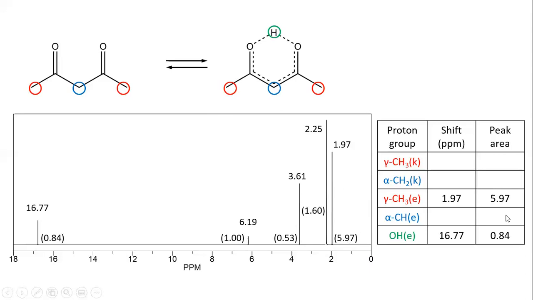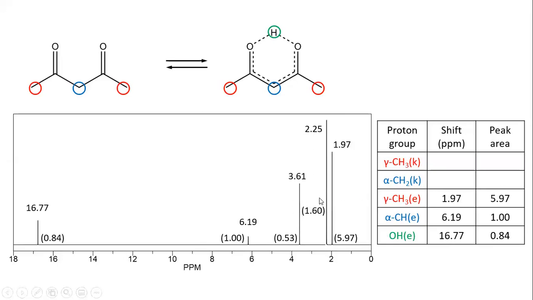Okay, so now if we have the 6 and the 1, I guess we can safely assume that this peak at 6.19 ppm with the area of 1 should be our CH peak, right? And now we see that the pattern matches, right? So we go from the most upfield to the most downfield in the enol form, as we have discussed earlier. And the peak area ratio is 6, 1, and about 1. So that sounds about right.